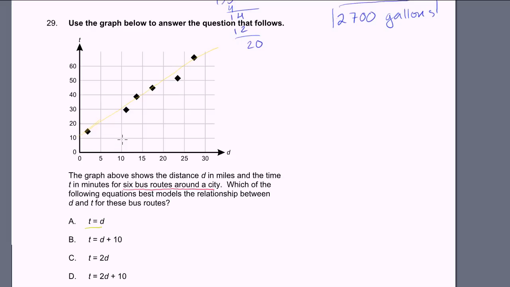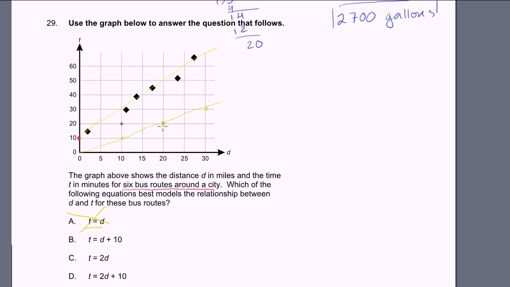So when t is equal to 10, d is equal to 10. When t is equal to 20, d is equal to 20. T is equal to 30, d is equal to 30. So that's this line right here. That doesn't seem to model these black dots too well, so it's not going to be that answer. Let me do another one. T is equal to d plus 10. So if we start at 10, so when d is 0, t will be 10 right there. When d is 10, t will be 20, right?